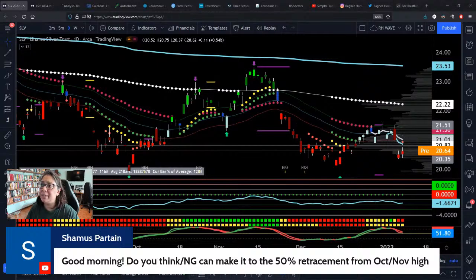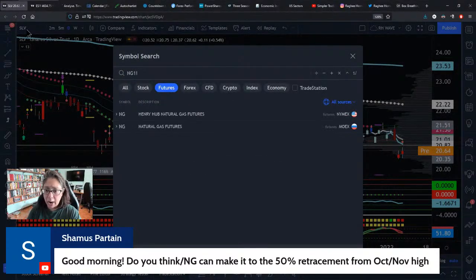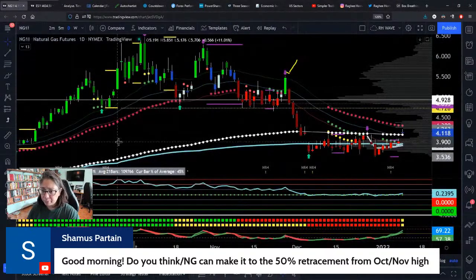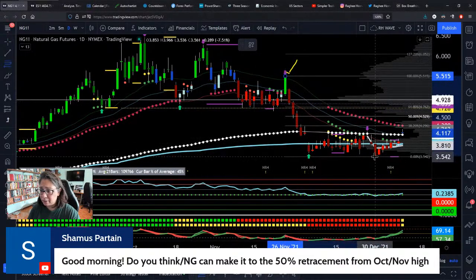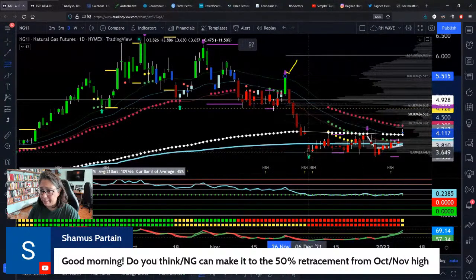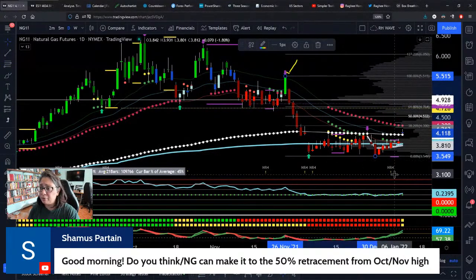All right. The next question is, do you think Natty Gas can make it to the 50% retracement of the October to November high? I don't pull Fibonacci retracements based on dates. I pull them based on last major moves. And, for me, a last major move would be that minor high to right around that Darvis level or even that minor low. But since we have a lower low, that's it. So can we make it to 453?